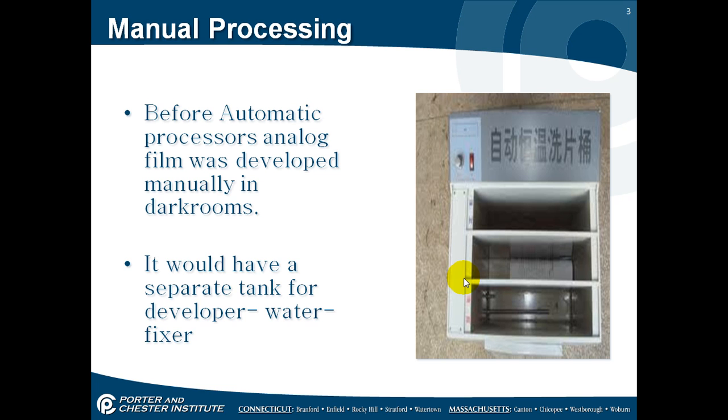Before automatic processors, analog film was developed manually in darkrooms, and they would have separate tanks like this. One would be for the developer, and then the film would go in the water, and then it would go into the fixer, and then it would go back into the water to be rinsed.